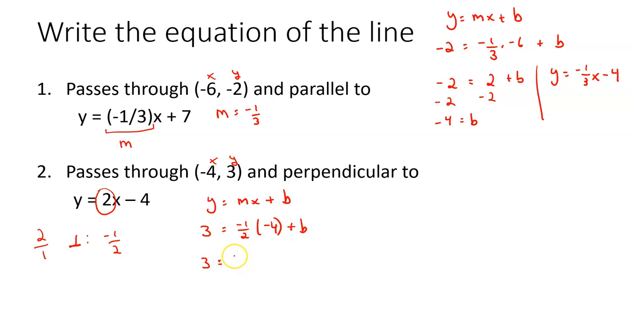Negative 1/2 times negative 4 is 2. Right? Negative 1 times negative 4 is 4. 4 divided by 2 is 2. Right? And then subtract the 2 from both sides. 3 minus 2 is 1. Right? Last step, write our final equation. Y equals mx plus b. So we said the slope was negative 1/2. Y-intercept is 1.